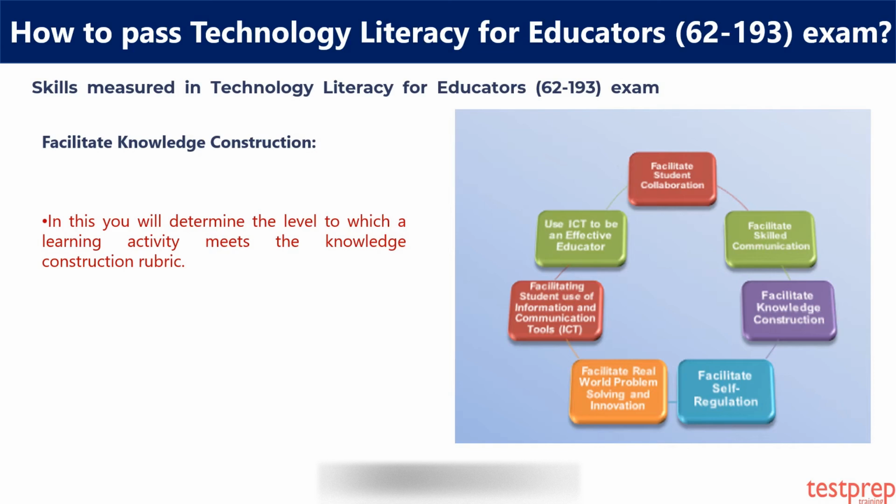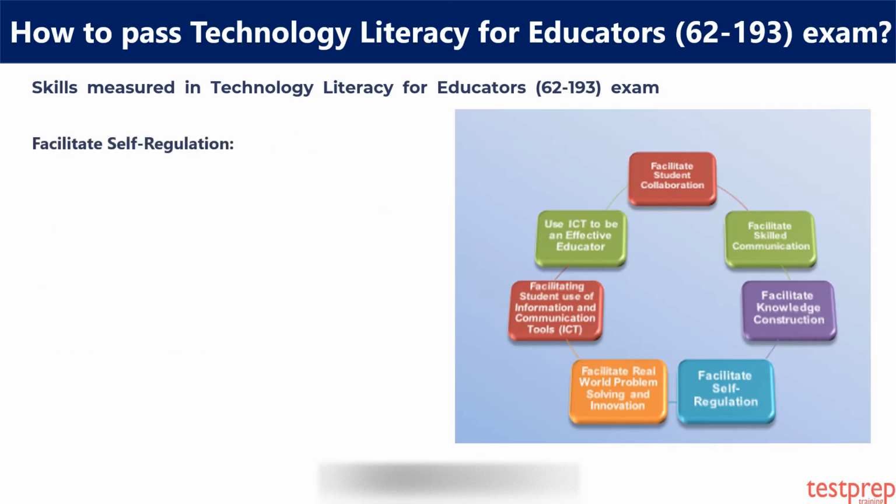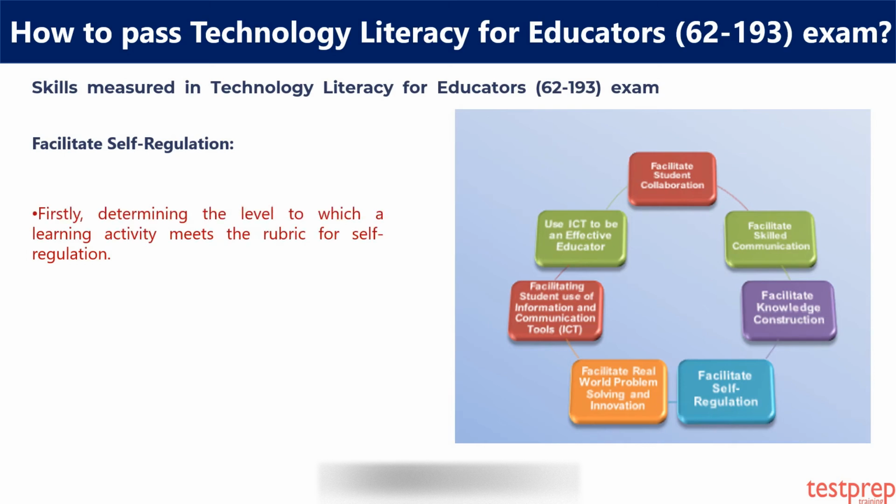rubric. After that, it includes transforming a didactic learning situation into an activity. Further, it requires students to apply knowledge in a new context that facilitates interdisciplinary learning. Facilitate self-regulation. Firstly, determining the level to which a learning activity meets the rubric for self-regulation. Lastly, determining which opportunities facilitate an environment of self-regulation.